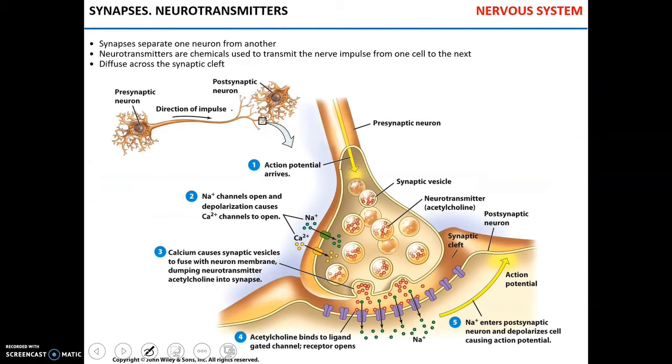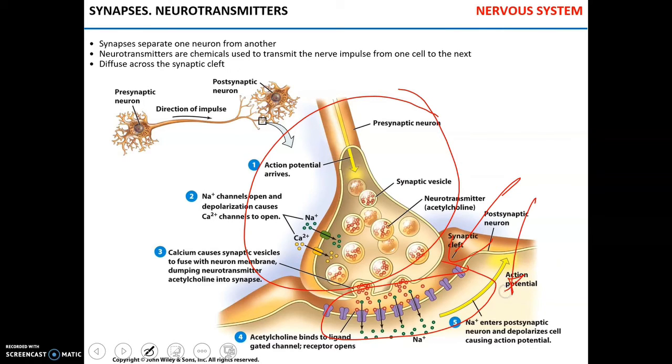Now, we mentioned the word synapse before. So the synapse is basically a space which separates two neurons, one neuron from another. Synapse is the place where two cells interact without direct contact. At the synapse, one neuron, the so-called presynaptic neuron, releases a chemical called neurotransmitter. And that neurotransmitter then diffuses through the synaptic cleft and binds to the receptors on the postsynaptic neuron, causing a change of membrane potential and action potential in the postsynaptic neuron.